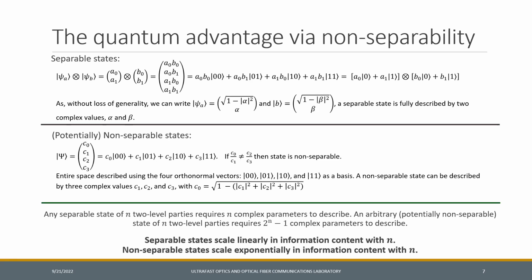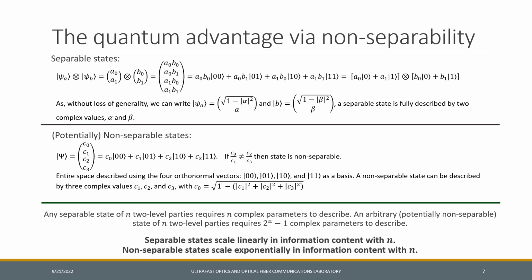If C0 over C1 is not equal to C2 over C3, then the state is non-separable. You can't talk about photon A really without talking about photon B. And in this case, you would actually need 3 different complex values in order to describe this system.